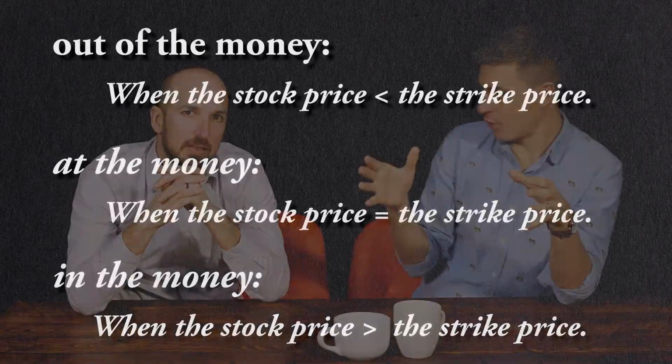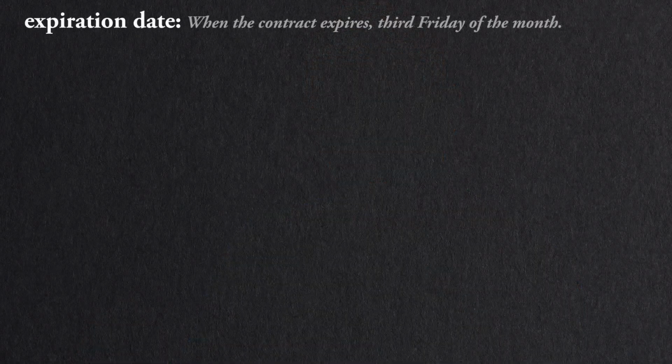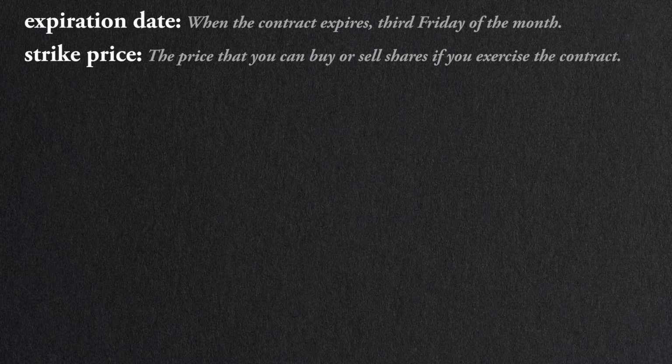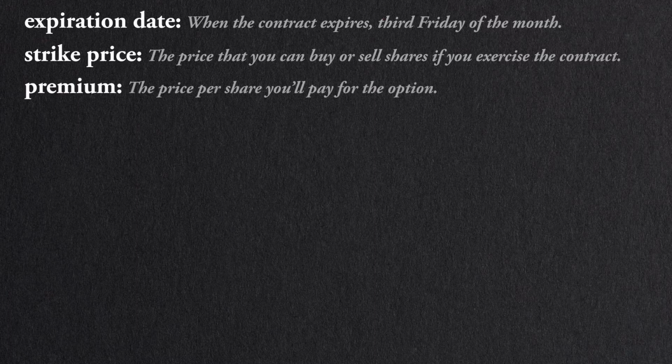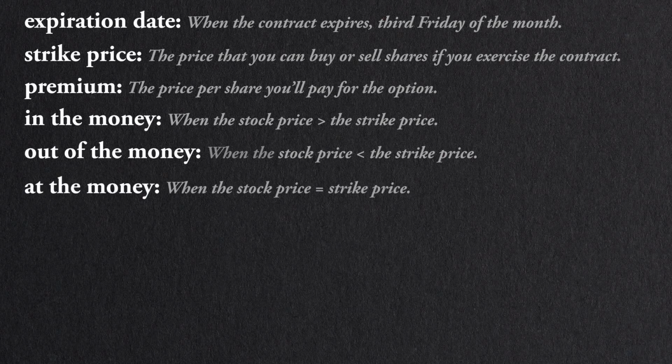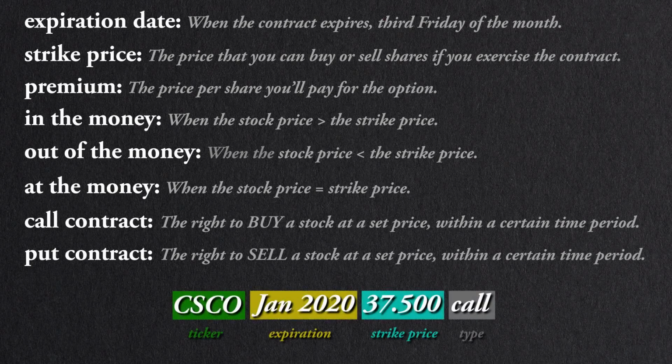We've gone over a lot of key terms related to options. So let's run through those again really quickly. By now, if you've gotten to this point in the video, you should understand what these things are. We explained the expiration date, and the strike price, and why those things are so important. We talked about the premium, and then we also defined what in the money, out of the money, and at the money mean.